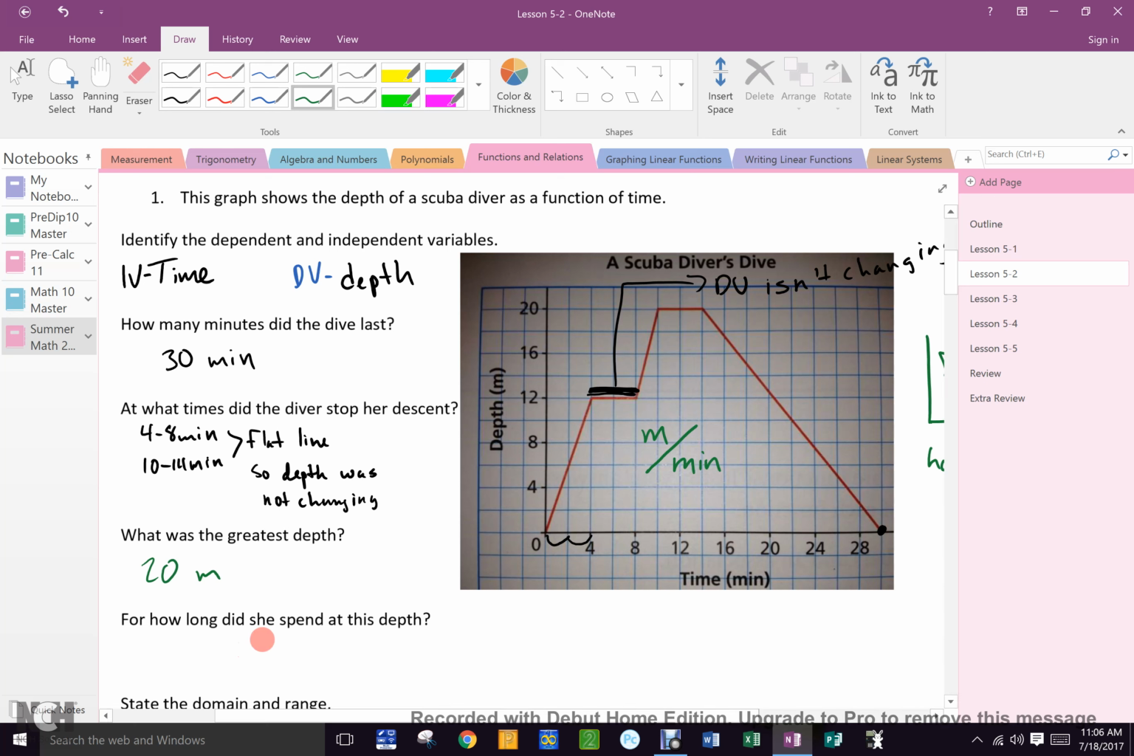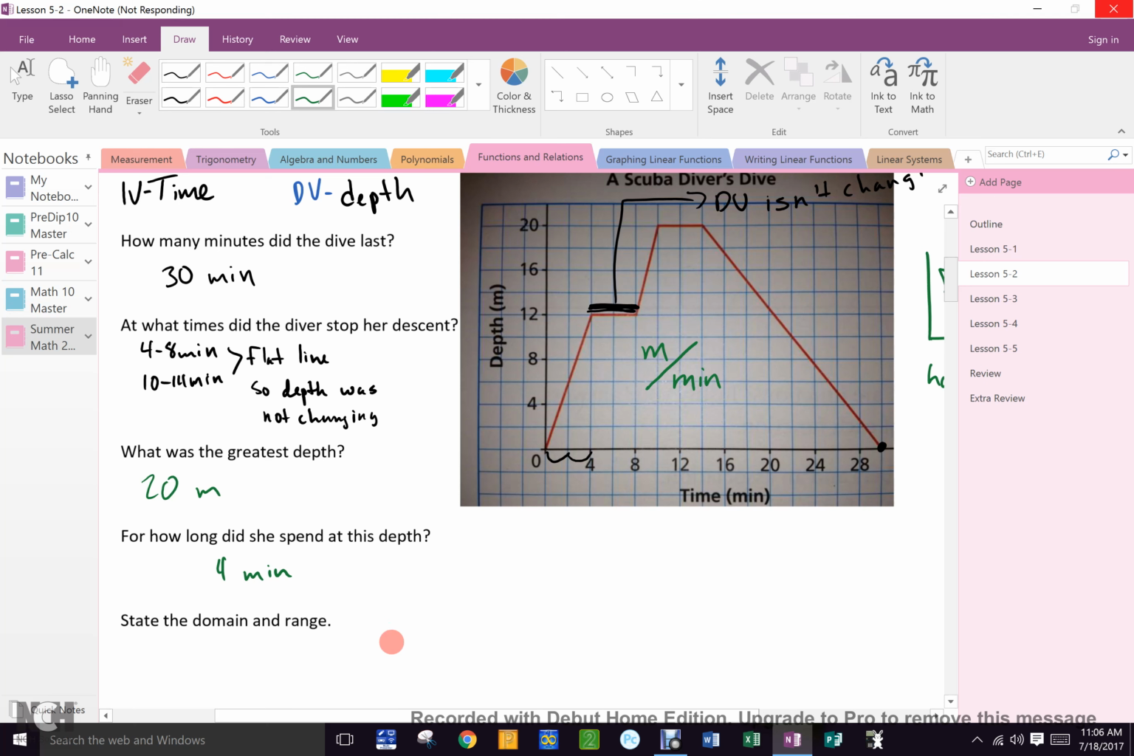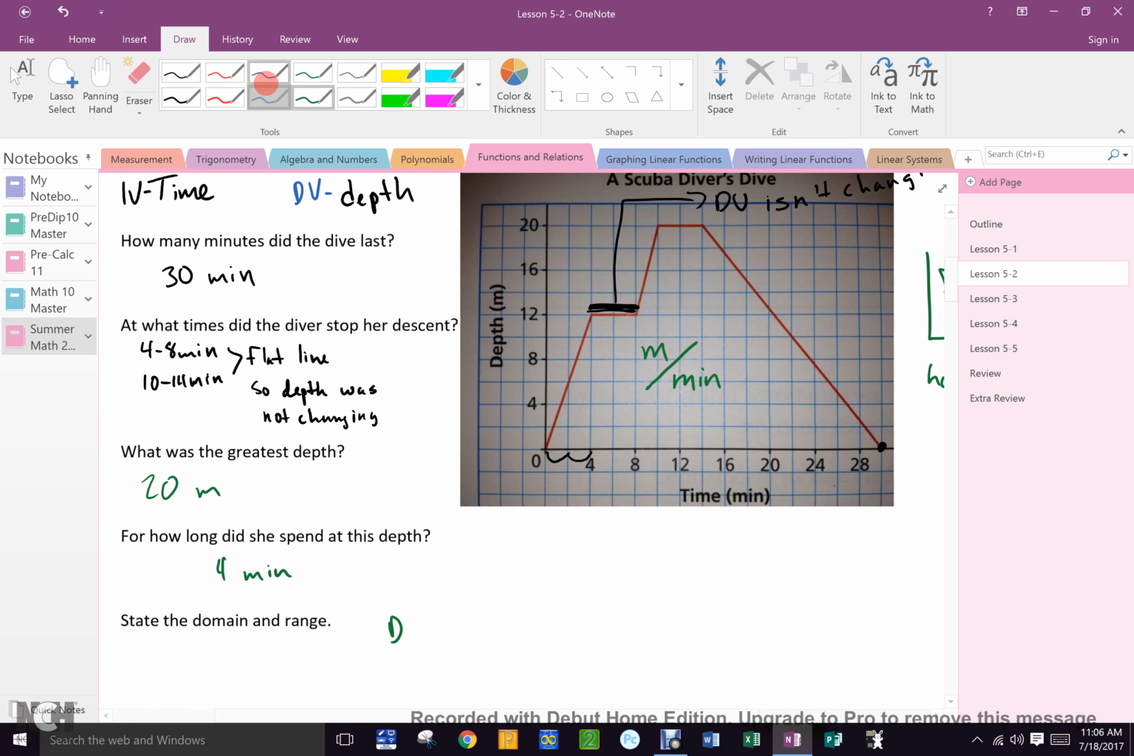And finally, how long did she spend at that depth? 4 minutes. And now state the domain and range. What is the domain? 0 to what? How is what 4 minutes? She was at 20 meters for 4 minutes. 2, 4. So now, Simran, the domain starts at 0. It's 0 included. Yes?